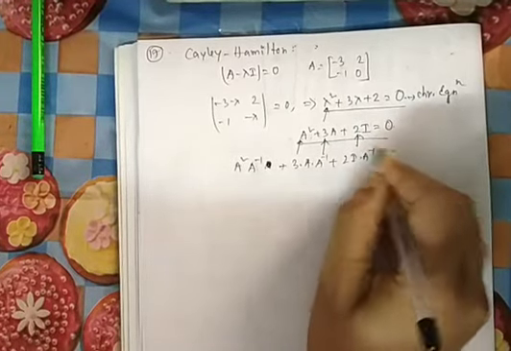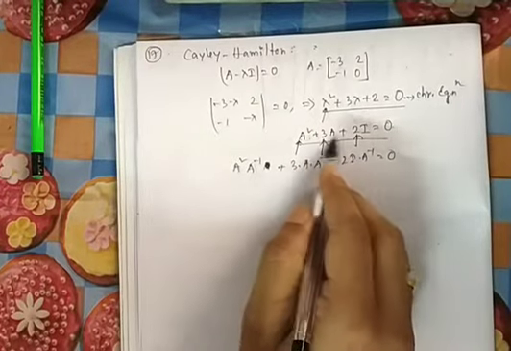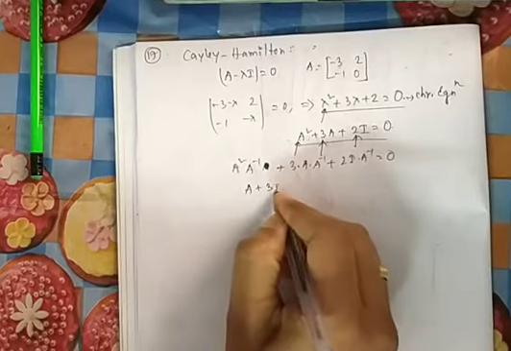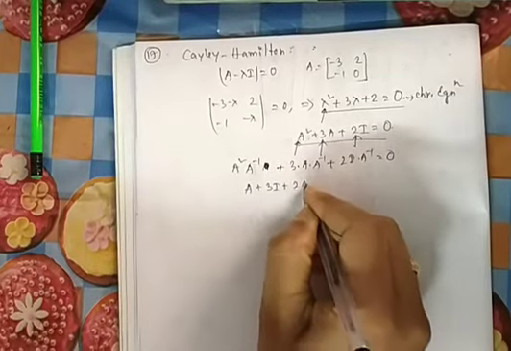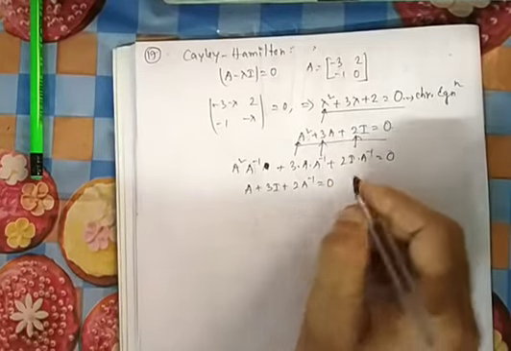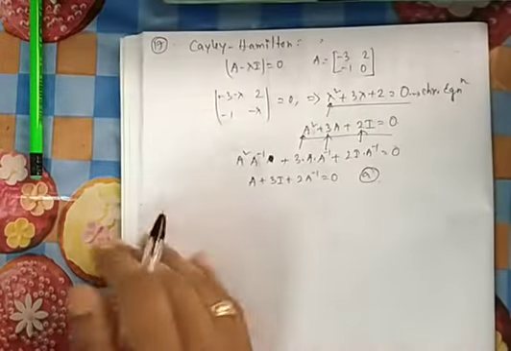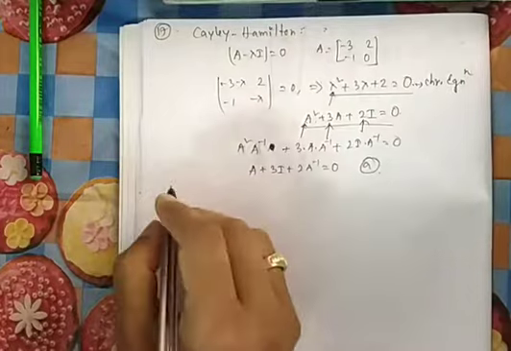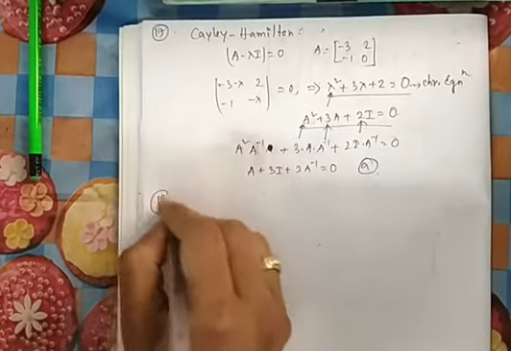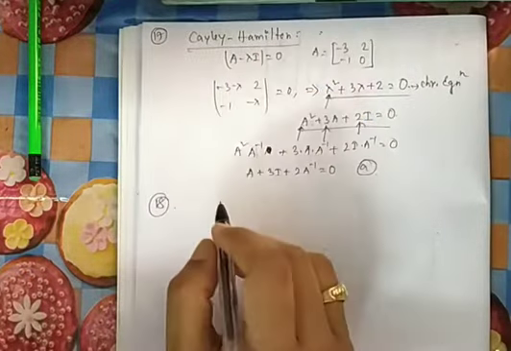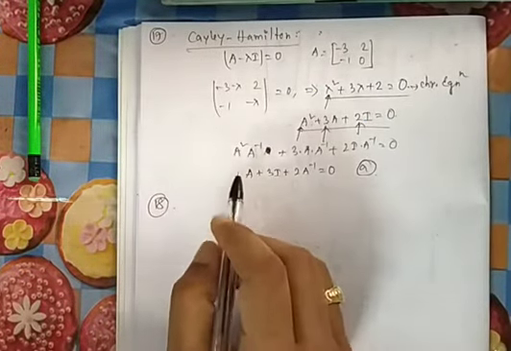Or here you can use pre-multiplication also, because a scalar will move anyway. A scalar can move in between matrices also. So it will be A plus 3I plus 2A inverse is equal to 0, which is your option A. So okay, if that is done, then go for the next, 18. It is a linked question. So 17 and 18 are both linked to the same statement, the Cayley-Hamilton theorem.